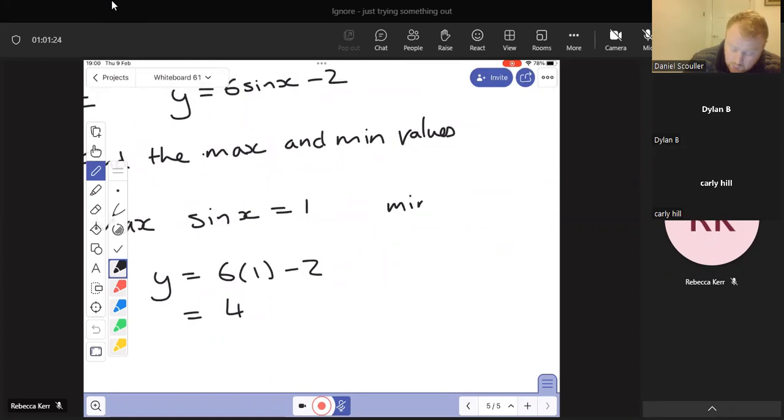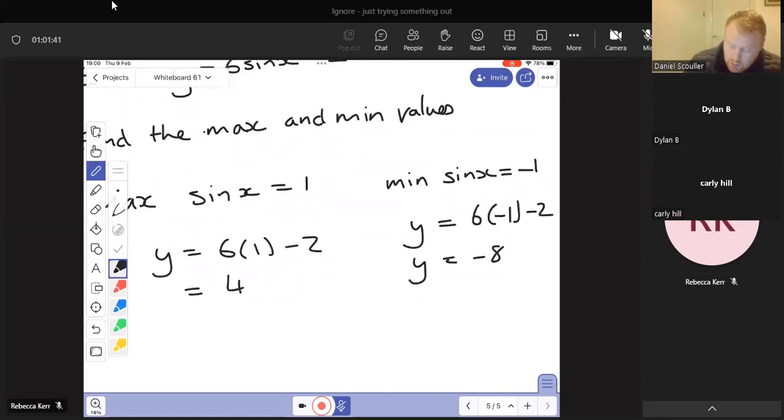Minimum, instead of sine x, we're going to have -1. Y would equal 6 times -1, taking away 2. So y would equal -8. So we're going to get a maximum at 4 and a minimum at -8. They don't have issues or get something different when they drew that out? We all good?